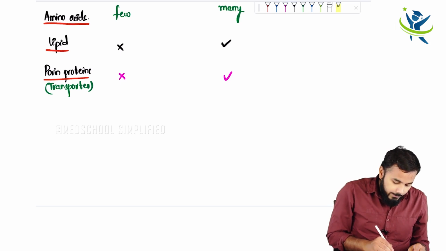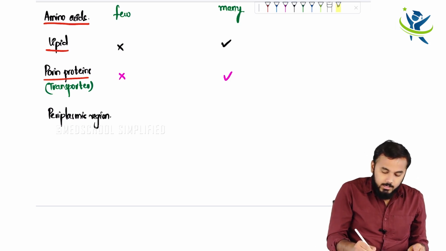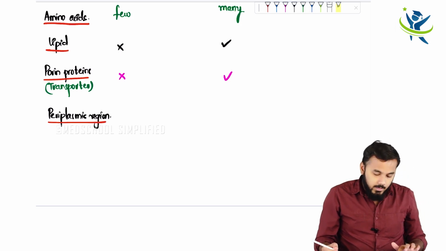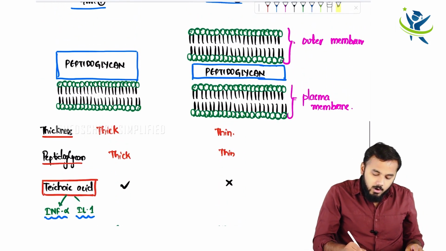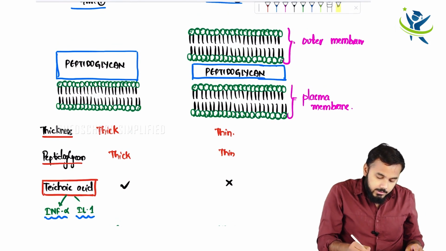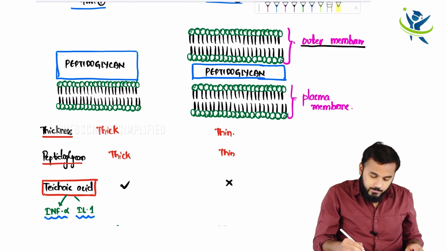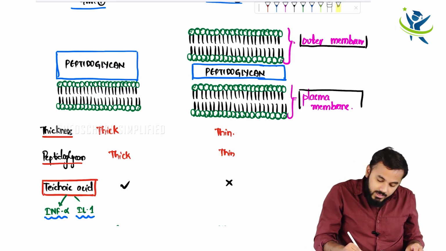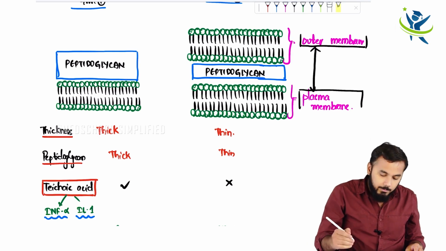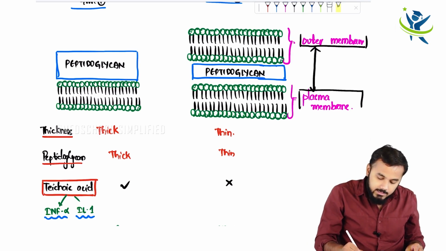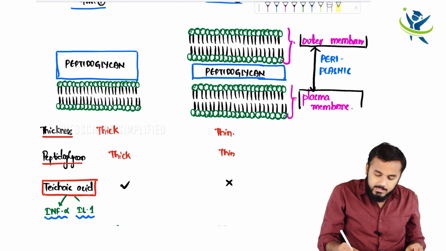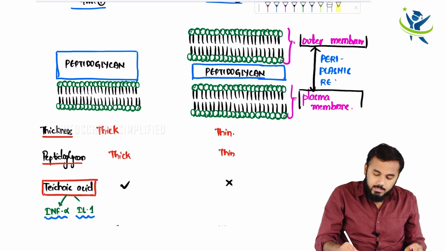Next, periplasmic region. What do you mean by periplasmic region? Where is the periplasmic region present? Look at the picture above. You have got something called the outer membrane here. Yes or no? You have got an outer membrane, right? So this is your outer membrane, and you have got the plasma membrane below. So between the outer membrane and the plasma membrane, whatever place is located there, that place is called the periplasmic region.